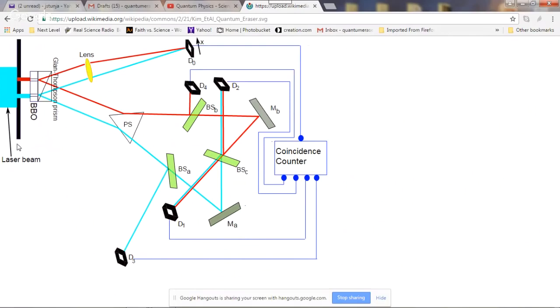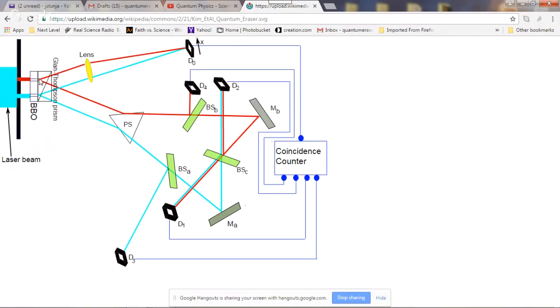So over to the left, you have an argon pump laser. It's going to shoot one single photon at a time, not many photons. You have the double slit. You have a BBO crystal that's going to split that single photon into two entangled photons, and this Glan-Thompson prism is going to send them on two different paths.